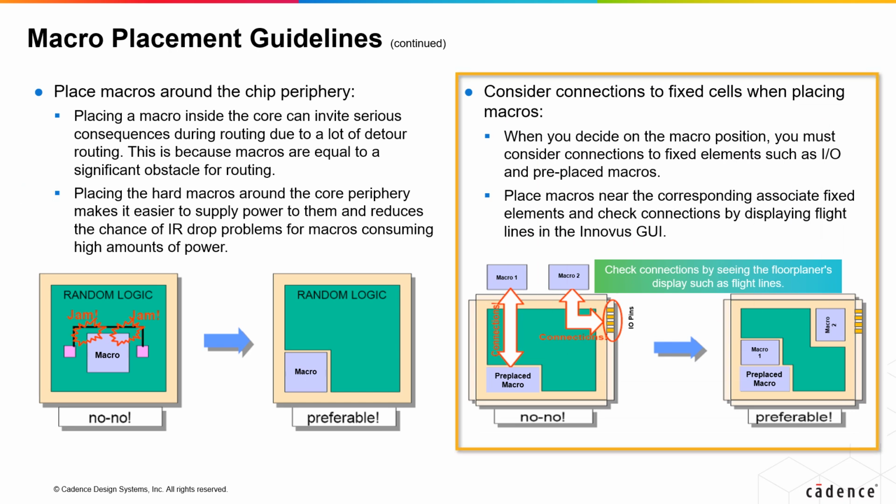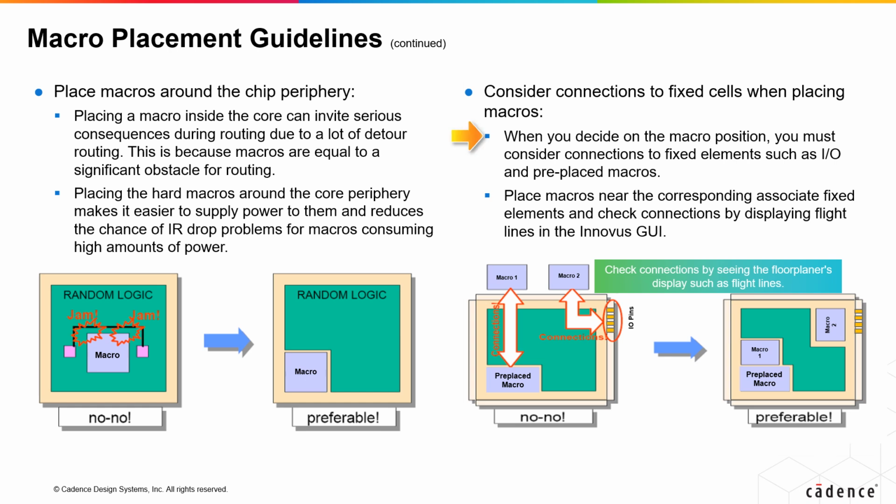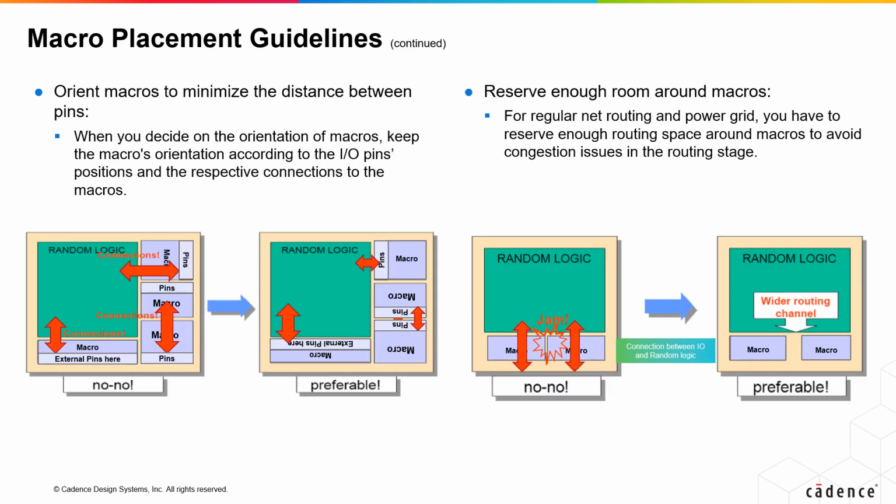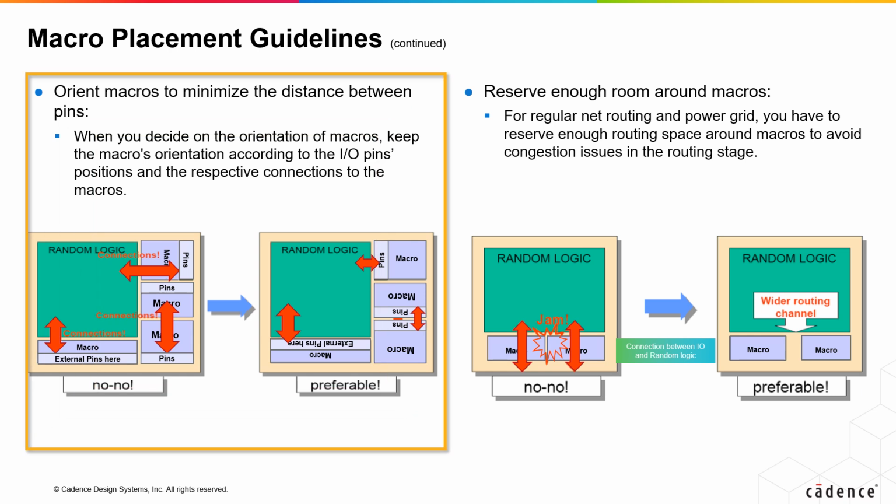The second guideline is to consider connections to fixed cells. When you decide on the macro position, you must consider connections to fixed elements such as I/O and pre-placed macros. Place macros near the corresponding associated fixed elements and check connections by displaying flight lines in the Innovus GUI.